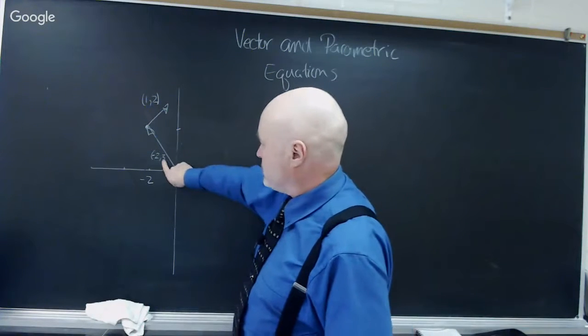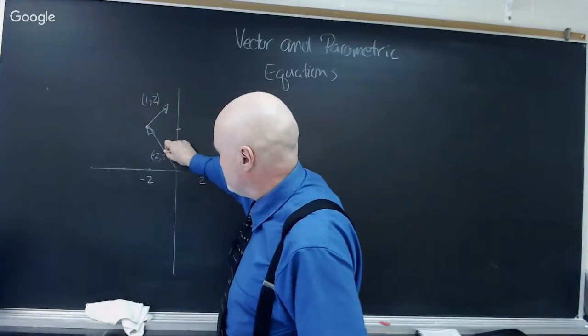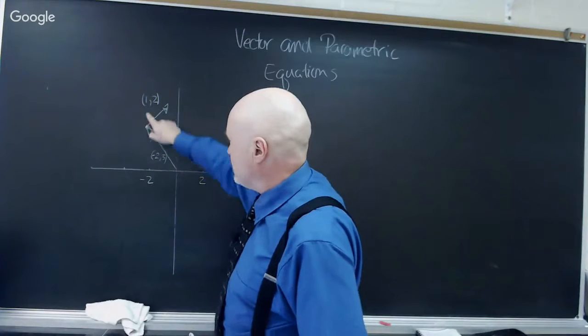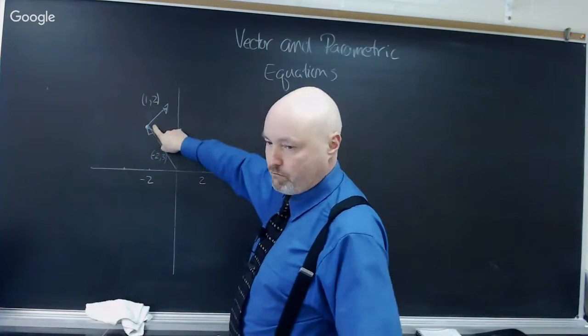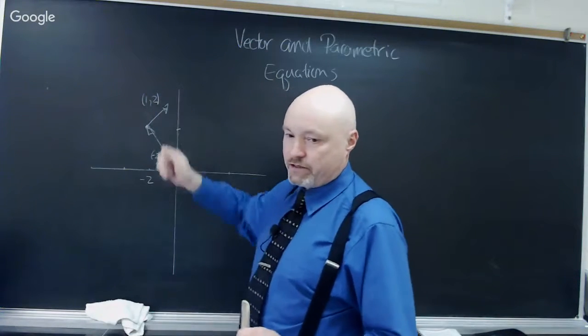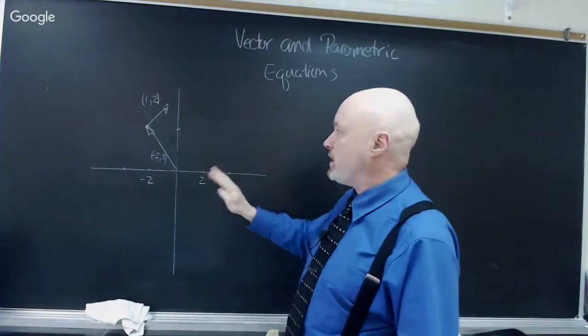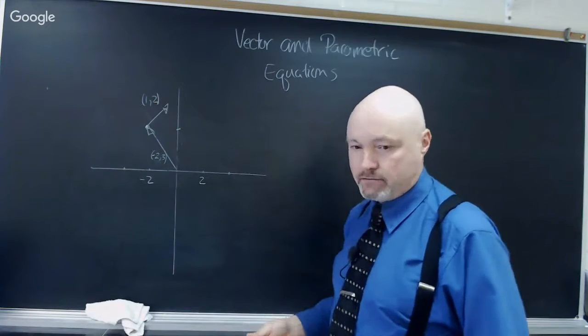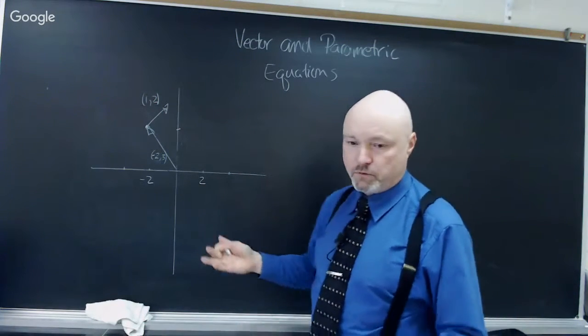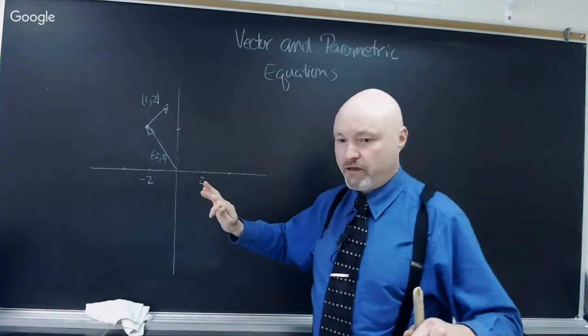And so I put a position vector of -2, 3, and a direction vector of 1, 2. The direction vector is the thing we multiply by some scalar, some parameter, that generates the line. Hopefully the preamble made that clear.